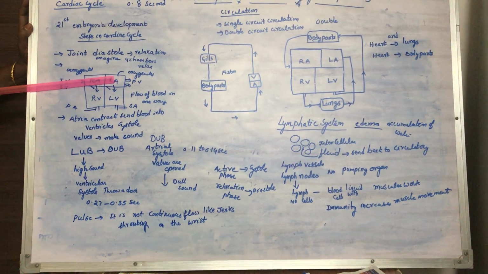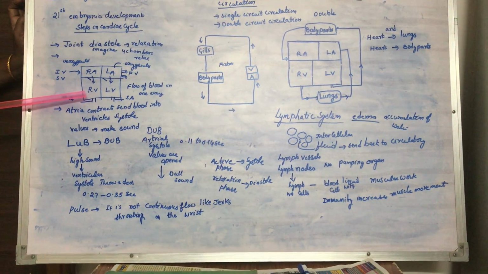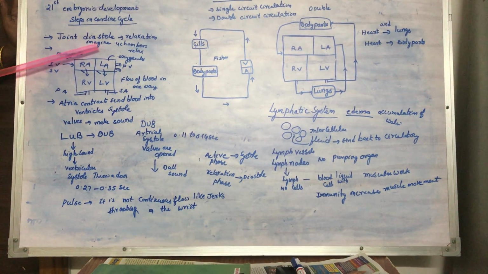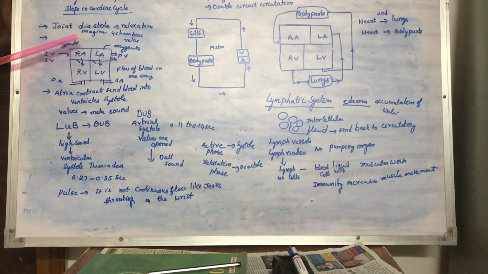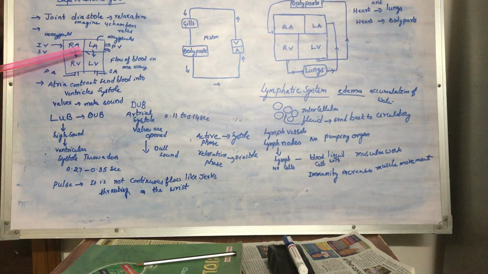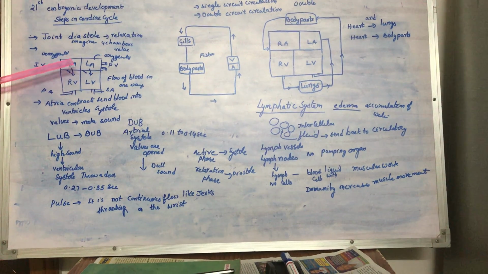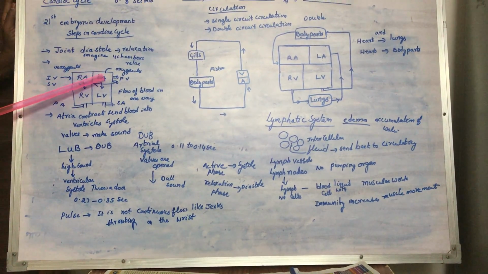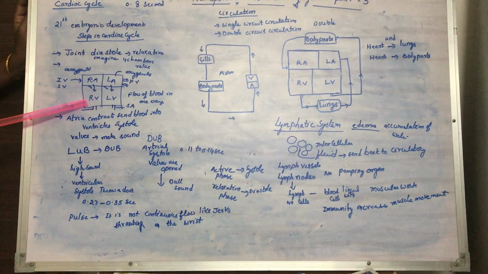Now the auricles will contract and send the blood into the ventricles. In the first stage, imagine all are in the relaxation stage. The right auricle receives deoxygenated blood, the left auricle receives oxygenated blood. Now these two auricles contract. That means systole, auricular systole. What do we call it? Auricular systole. When these two auricles contract, they pump the blood into the ventricles.